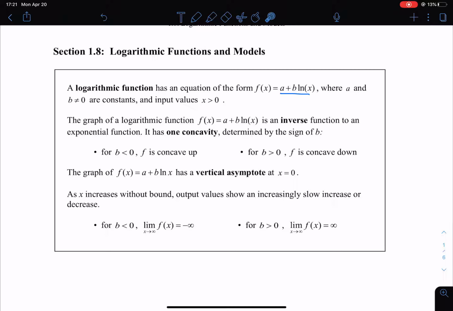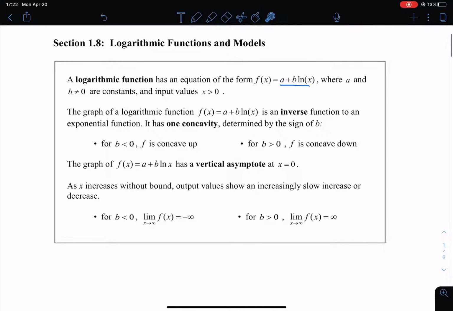In the end of the last section, we talked about the inverse function: f of g of x is x, and g of f of x is x. And in the function graph, we can use the horizontal line test to test if a function is one-to-one. If a function is one-to-one, then it has an inverse function. And the inverse function of an exponential function is a logarithmic function.